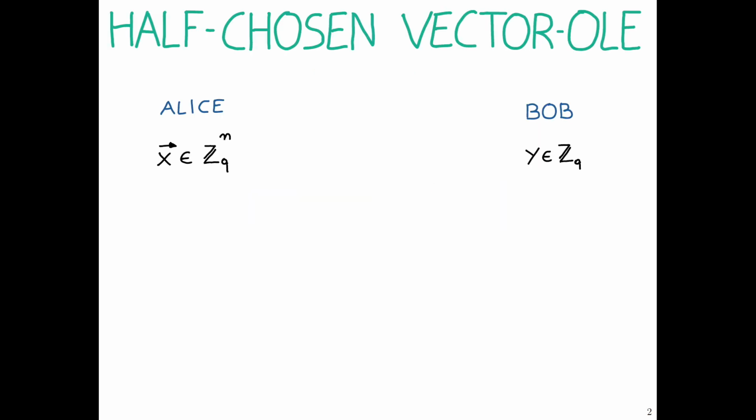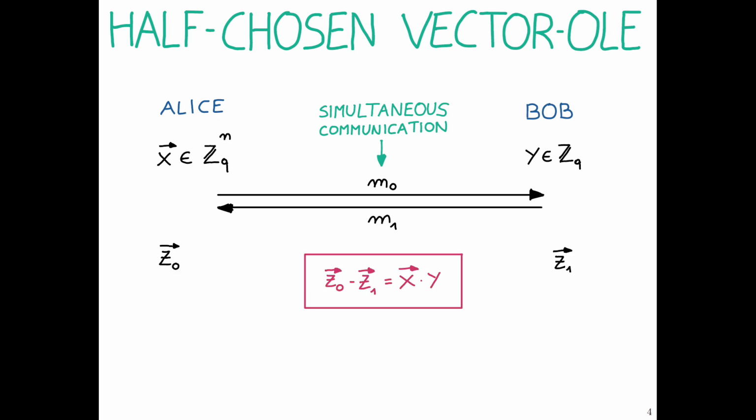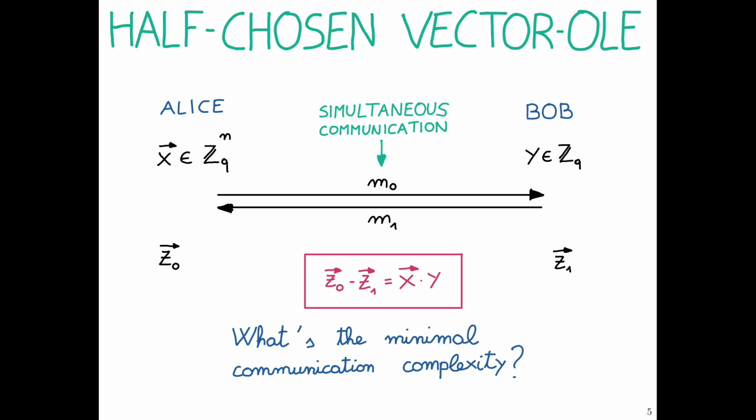A natural functionality in two-party computation is vector oblivious linear evaluation. Here we're looking at half-chosen vector OLE, where Alice has a vector x, Bob has a scalar y, and they would like to compute secret shares of the vector scalar product x times y. Vector OLE has been applied to many problems, including oblivious transfer, private set intersection, and zero knowledge proofs.